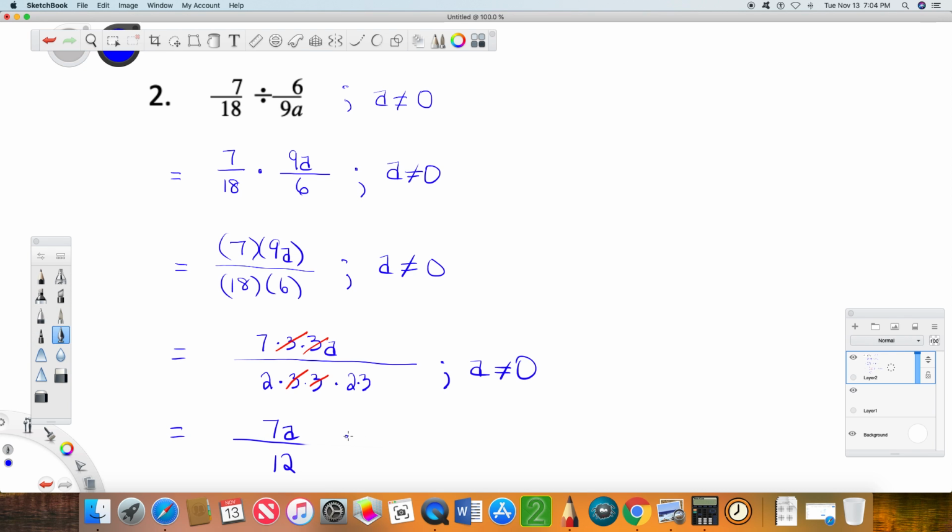And of course, it may not equal that if we don't adhere to the restriction. Our restriction was that a cannot be 0. So that is my final answer.